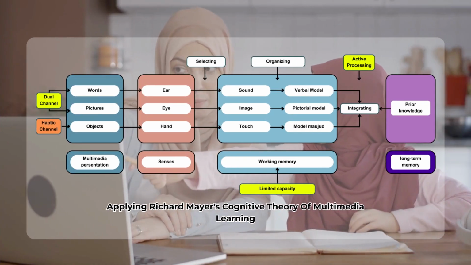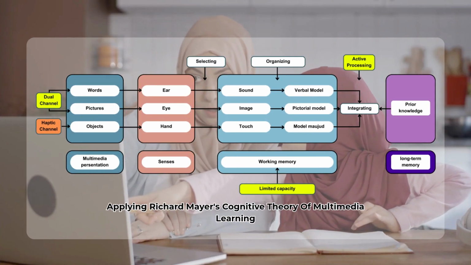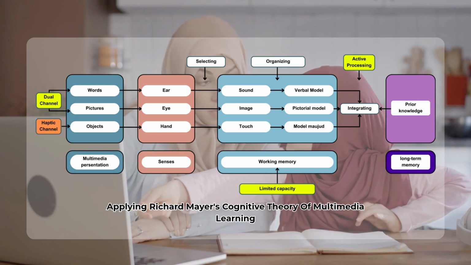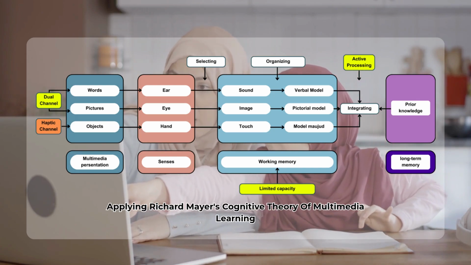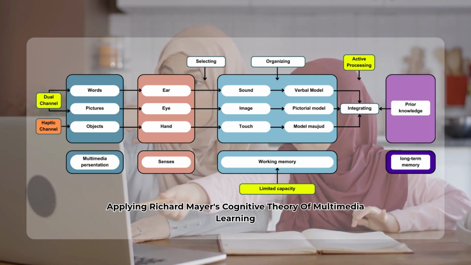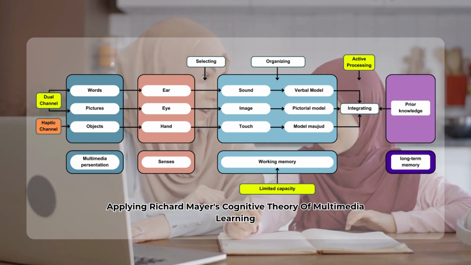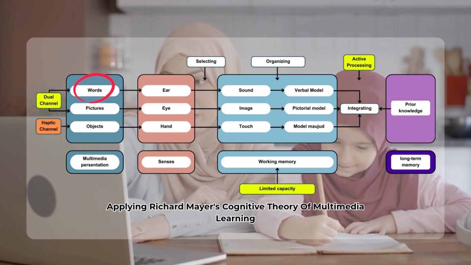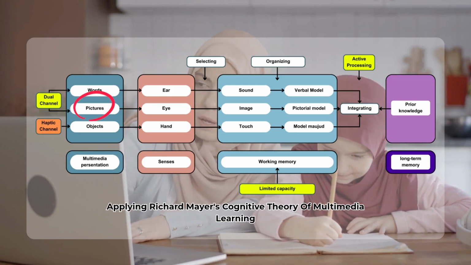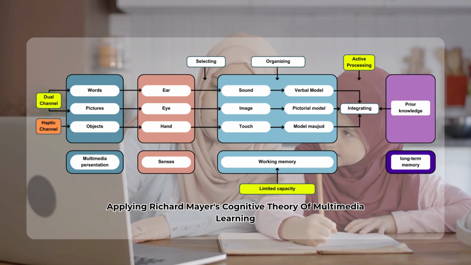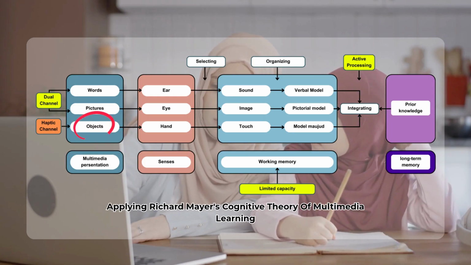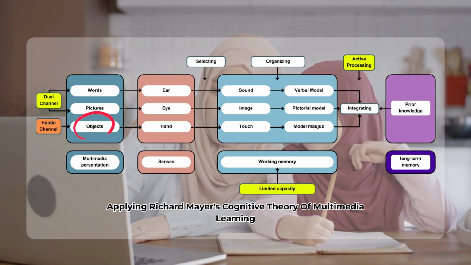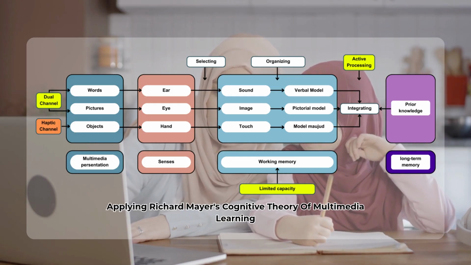Richard Mayer's cognitive theory of multimedia learning explains how students process information from educational materials such as text, images, audio, and digital objects. According to this theory, humans learn through 2 primary channels, the verbal channel for words and narration, and the visual channel for pictures and graphics. In interactive learning, a third channel, namely touch or haptic interaction, may also be activated, such as when students physically engage with objects or robotic devices.